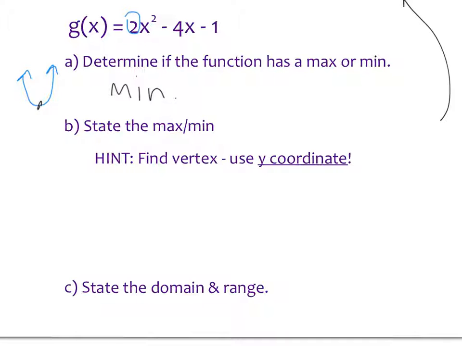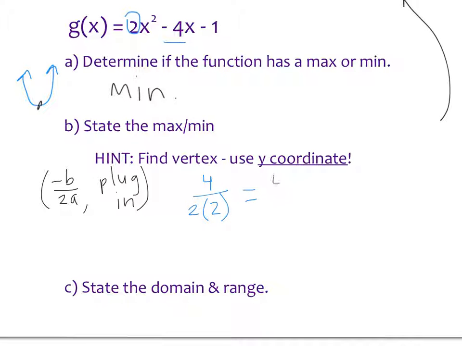So to find the vertex, I need to figure out for my x-coordinate the opposite of b over 2a, and then what I get for that x-coordinate, I have to plug into my equation and actually solve for y. So let's figure out the vertex. Opposite of b over 2a. So b is really -4, so the opposite of -4 is +4 over 2 times a, and a is 2, and that equals 4 over 4, which is 1. So the x-coordinate of my vertex is 1.